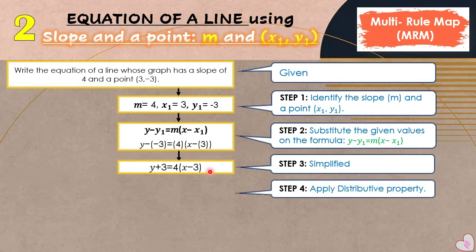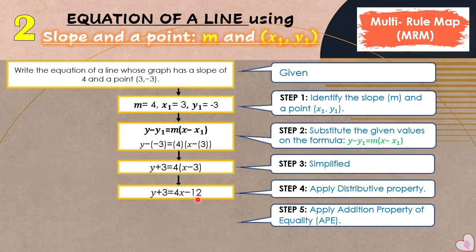Step 4, apply distributive property. So we will have y plus 3 is equal to 4 times, so you're going to distribute in this case 4 because it is outside the quantity of x minus 3. So you're going to multiply 4 to each term inside the parentheses. So 4 times x, we have 4x minus 4 times 3, you have 12. That's why you have 4x minus 12 on the right side.